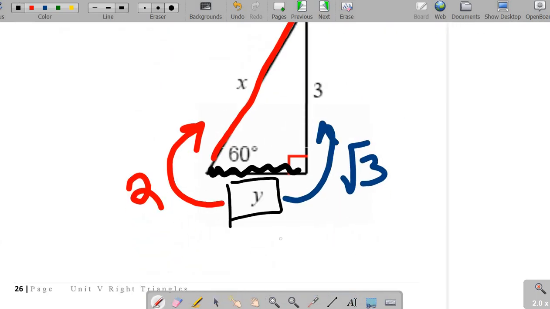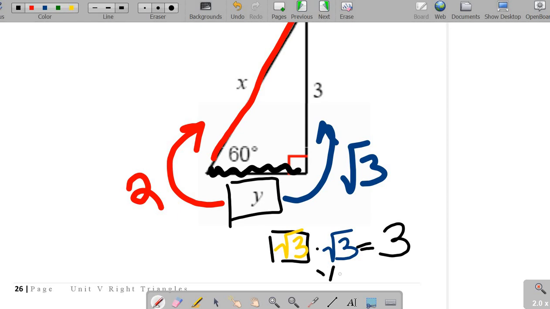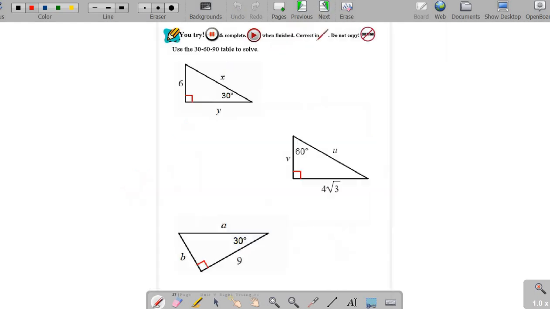Coming down here, again we're missing our short leg. It reads like this, something times root 3 is 3. Now our something is another root 3, because root 3 times root 3 is 3. You can see why that pattern is so very important. So this answer's root 3 times by 2 is 2 root 3.